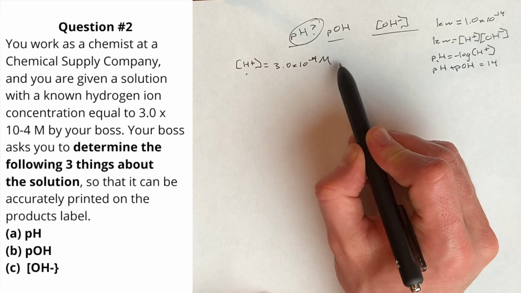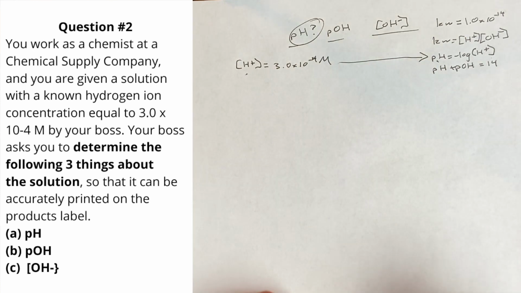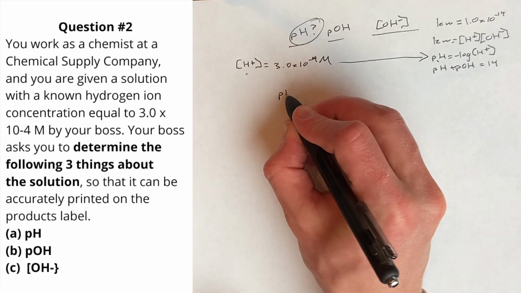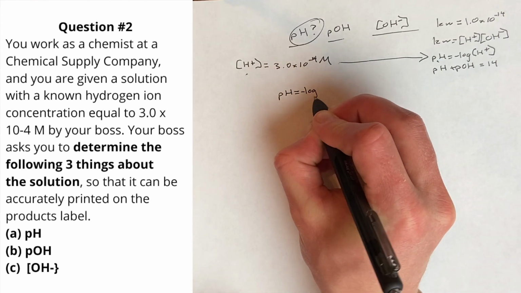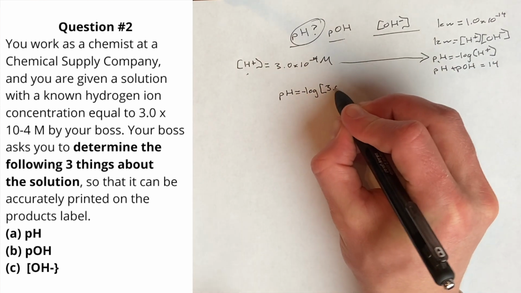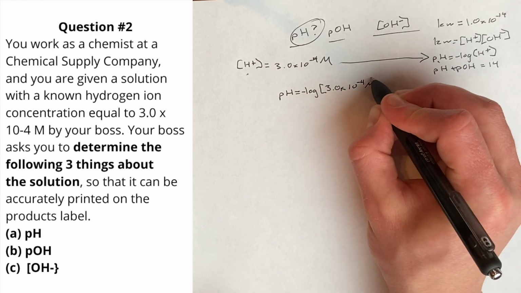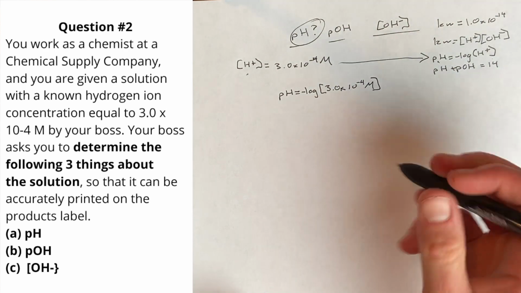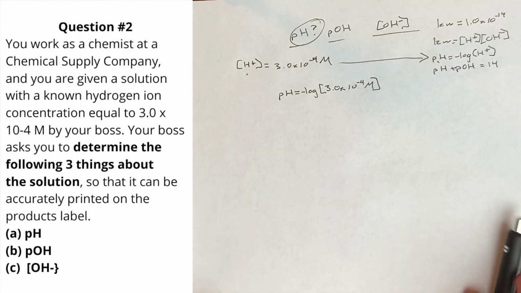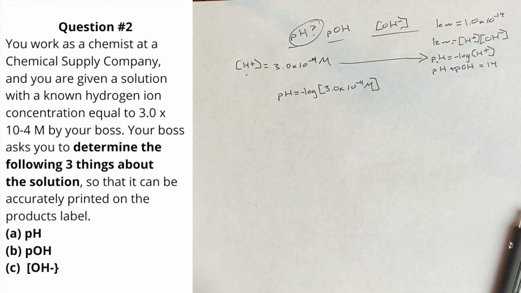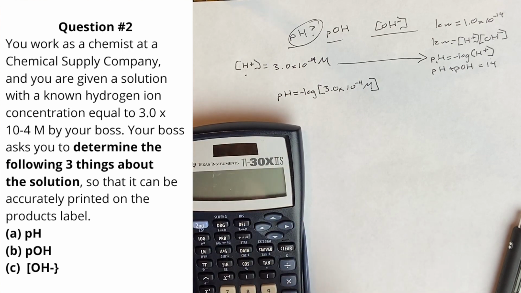So this is a really simple equation. We just plug in our number and type it in. So pH is equal to the negative log of H plus. We'll go ahead and plug that in. 3.0 times 10 to the negative 4 molar. You really don't have to write molar if you do brackets, because brackets mean concentration and molarity. Just FYI, but we'll do it anyway.